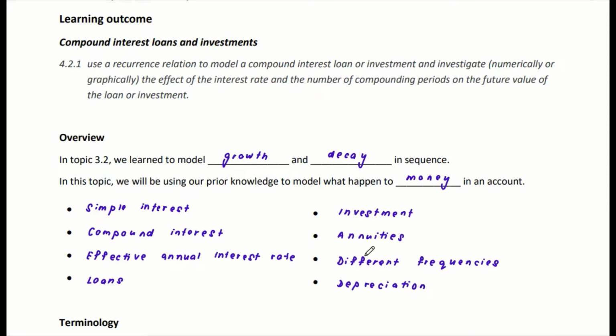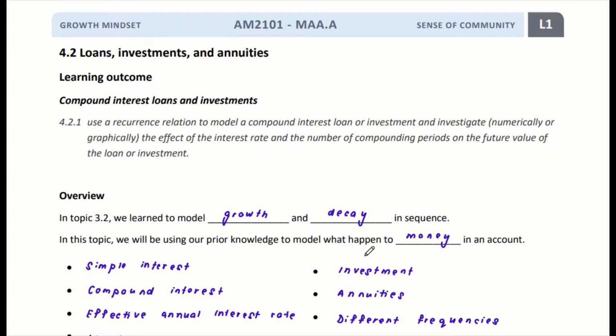So now let's look at today's learning outcome. Today, we are going to differentiate between simple interest and compound interest, especially compound interest, which is the more important one in our syllabus. You are going to use the recurrence relation to model compound interest loans or investments, and also see the effect of the interest rate and the number of compounding periods on the future value that you have in the account. All right, so let's start our lesson today.